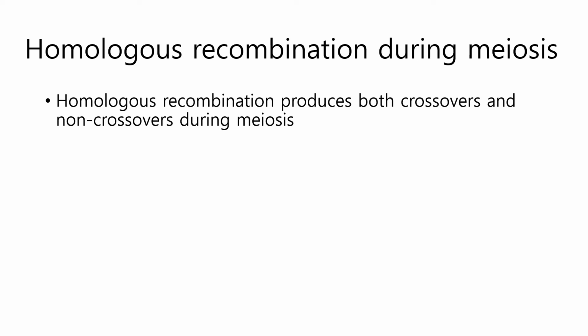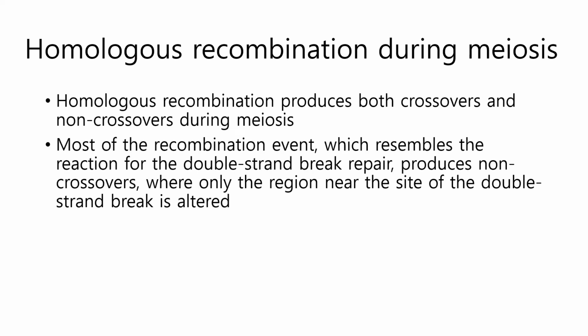Homologous recombination during meiosis. Homologous recombination produces both crossovers and non-crossovers during meiosis. Most of the recombination events, which resemble the reaction for double-strand break repair, produce non-crossovers, where only the region near the site of the double-strand break is altered.